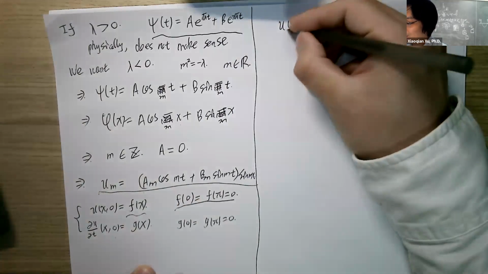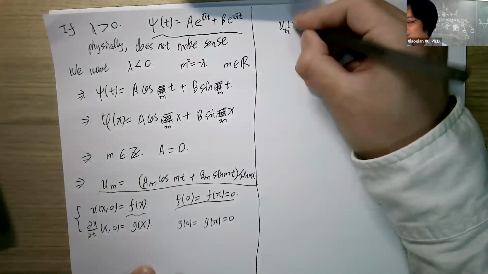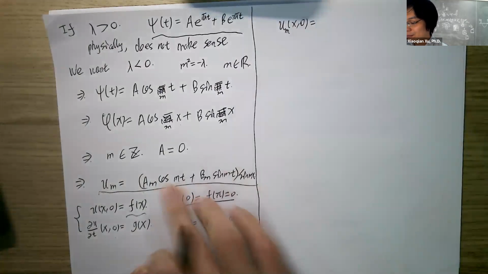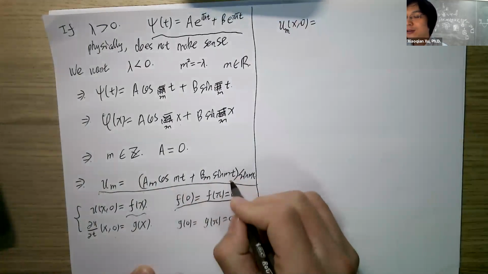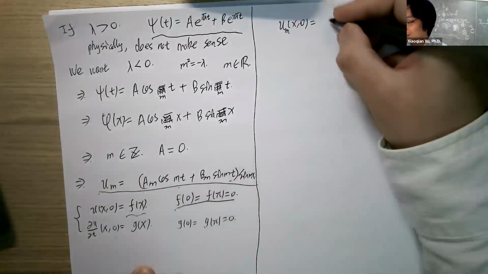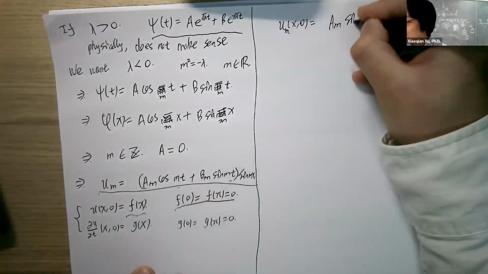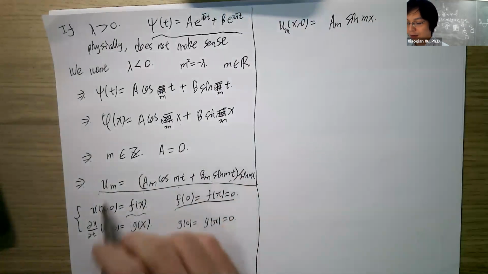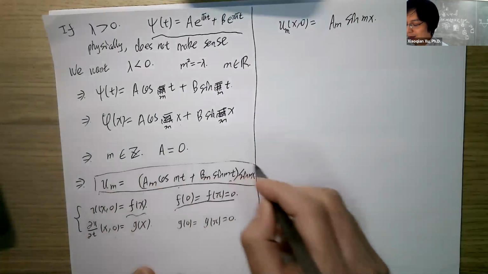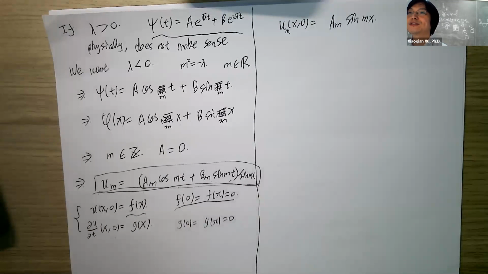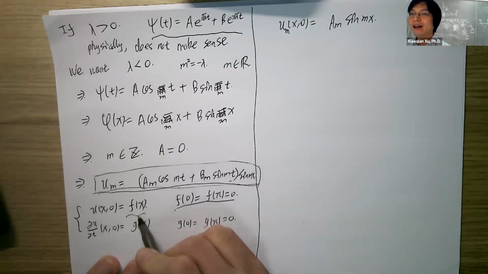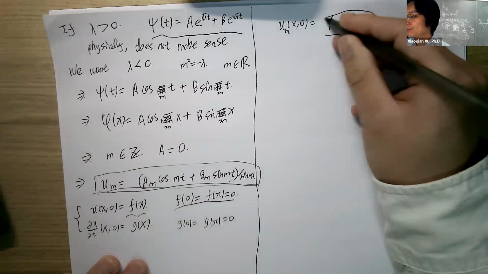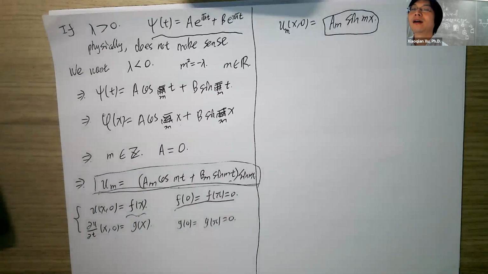What we want at t equals 0 is what? This term disappears, this term is still 0, and it's A_m sin(mx), right? So if you only get stuck on this kind of solution, your initial condition f(x) must be of this form. It cannot be any other form.